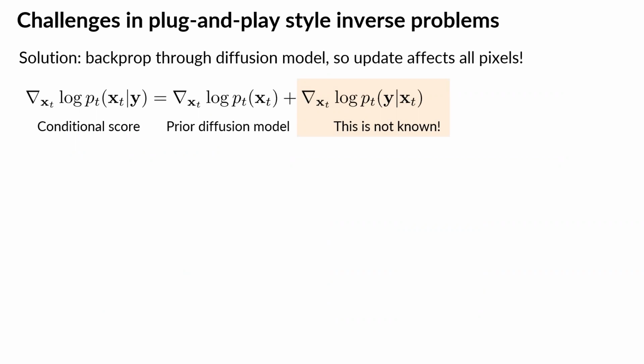The high-level idea is related to classifier guidance or classifier-free guidance. Basically, we try to combine the conditional score, which is the score of xt given y, with the prior diffusion model that we already have, which is connected to the score. So this is the score of p of xt, with this second term, which is the gradient with respect to xt of log pt of y given xt. Precisely speaking, this is not known in a plug and play setting.